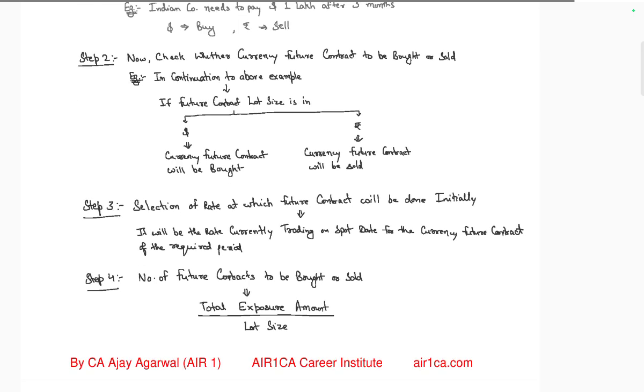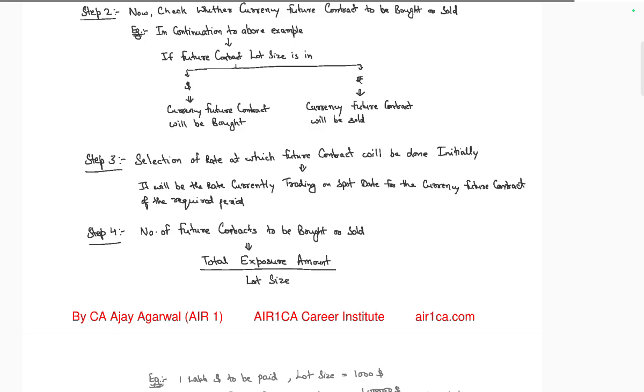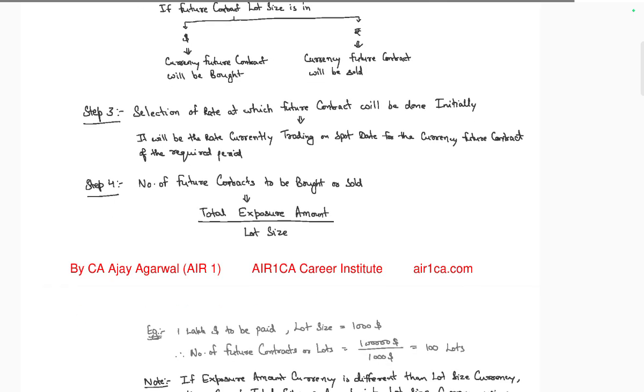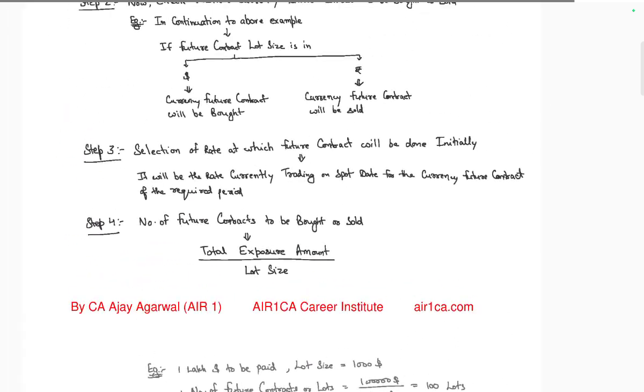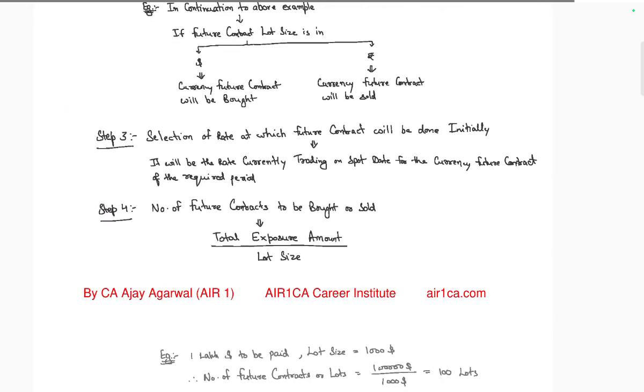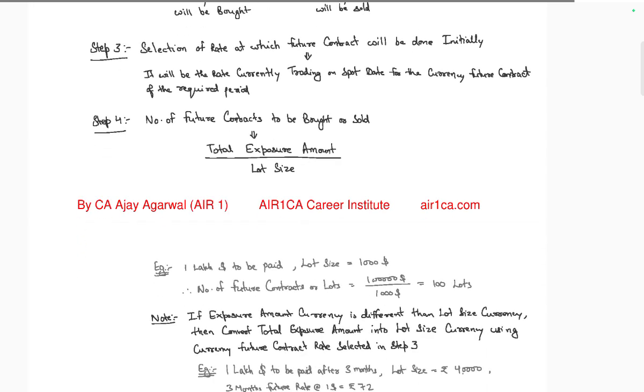In the situation above, a currency future contract will be bought, not sold. So select the rate at which the foreign currency is to be initiated. It will be the rate currently trading on the spot in the currency future market. The required number of future contracts bought and sold is equal to the exposure amount divided by the lot size.